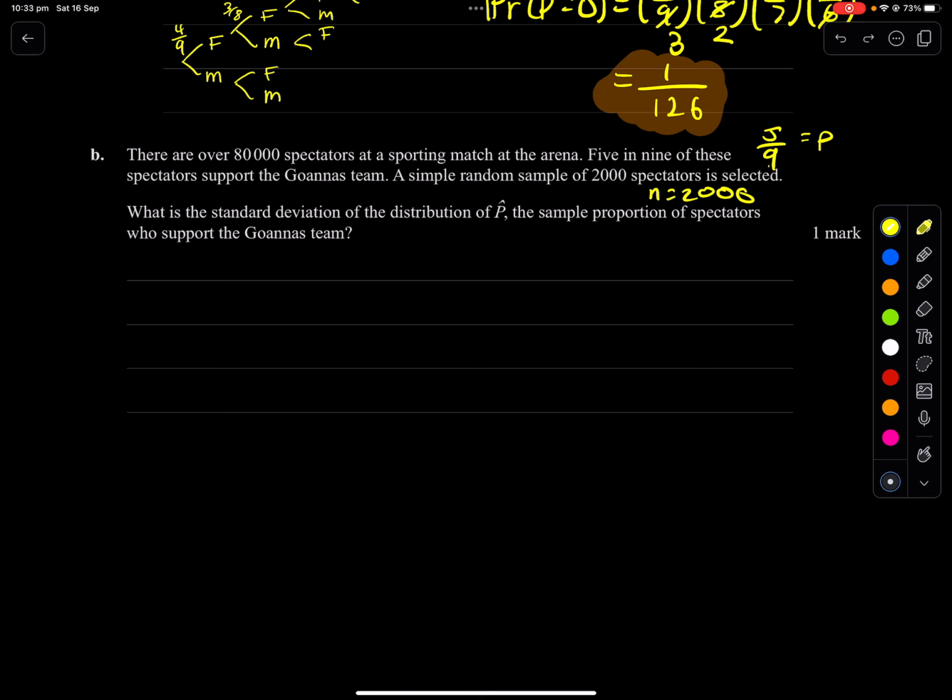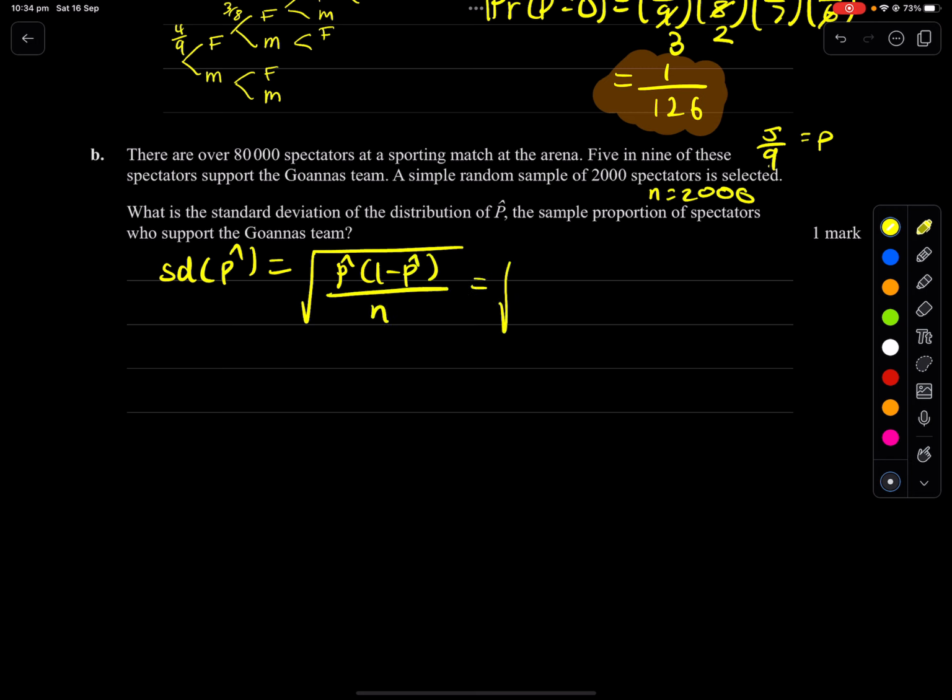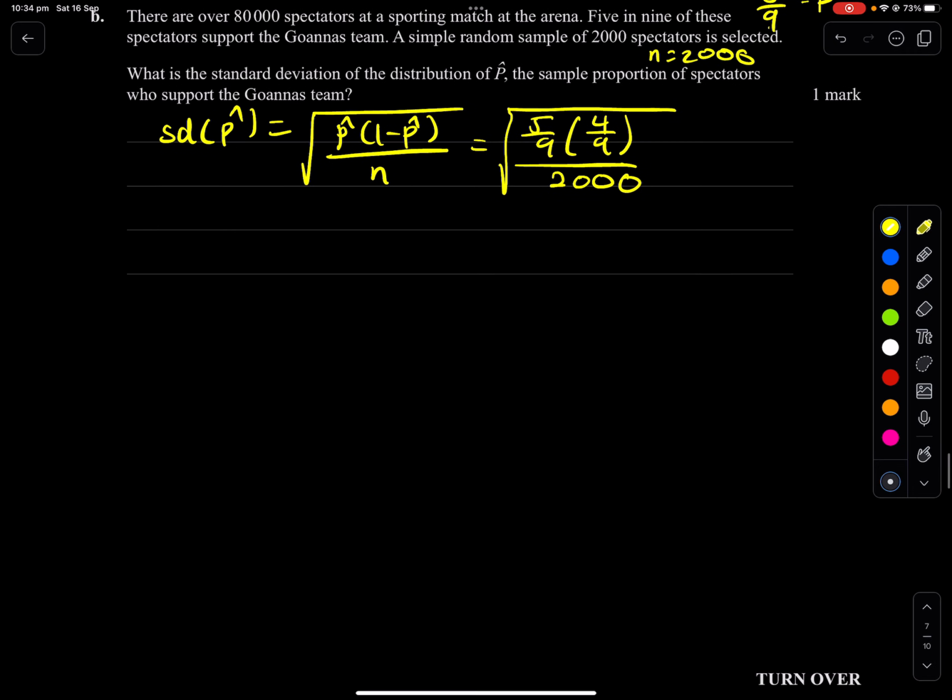Okay, easy. So SD for p hat is easy. You should know the formula. It's in your formula sheet. It is square root of p hat times (1 minus p hat) over n. So it will be 5 on 9, 4 on 9 over 2,000. So 5 times 4 is 20, 81, divided by 20, so times 1 over this.